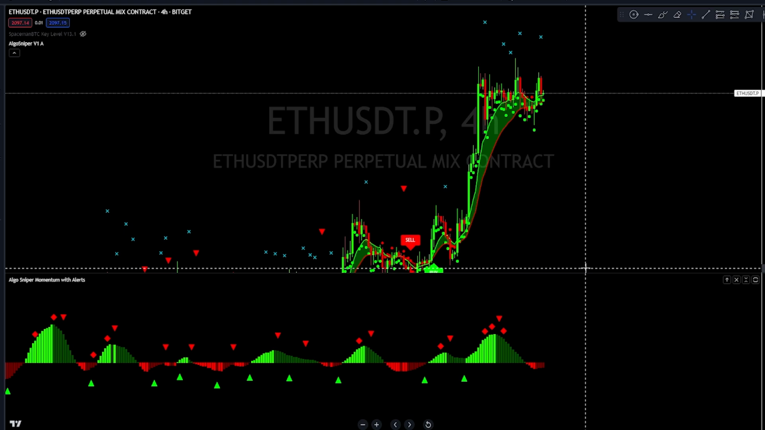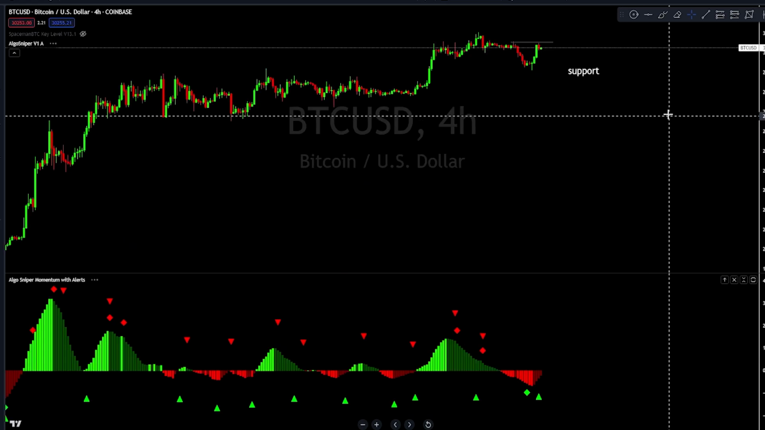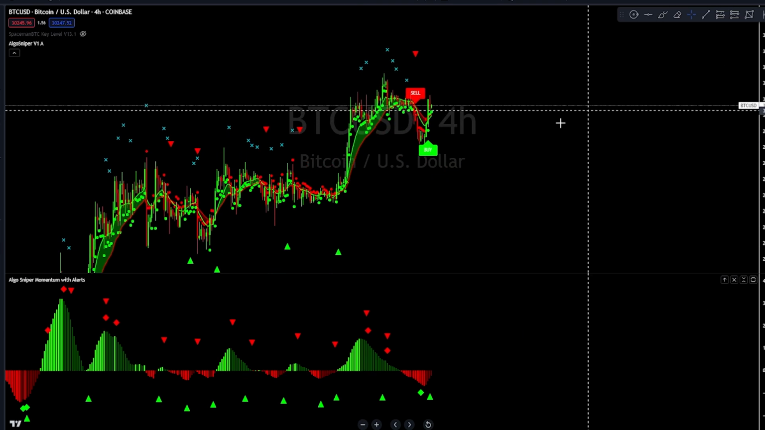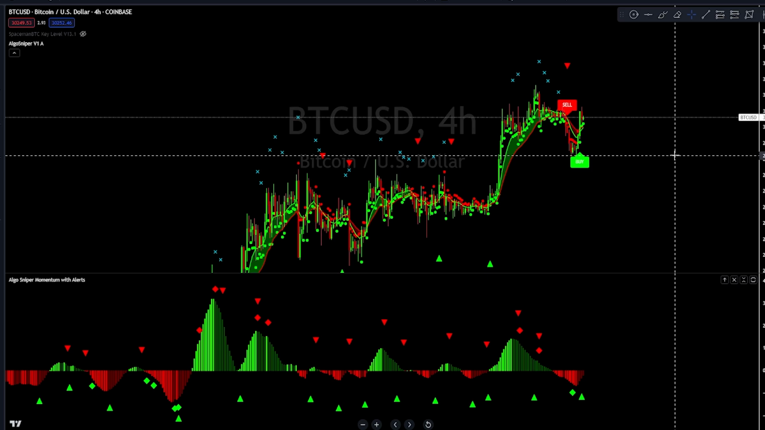So I'm looking at Ethereum here. It's one of the coins I trade the most. I mostly trade Bitcoin and Ethereum, but it works for all cryptos and all different time frames. And we're speaking of Algo Sniper here.